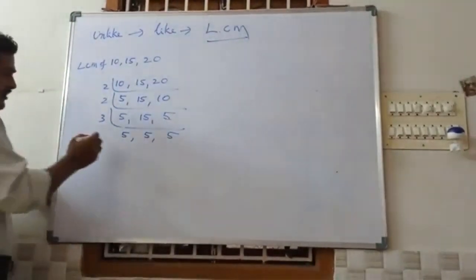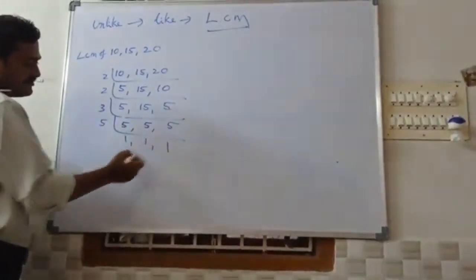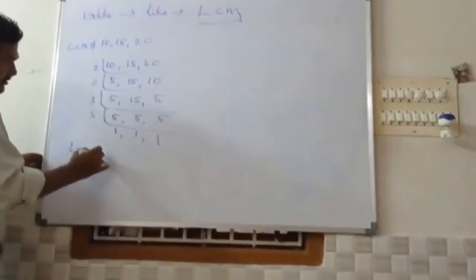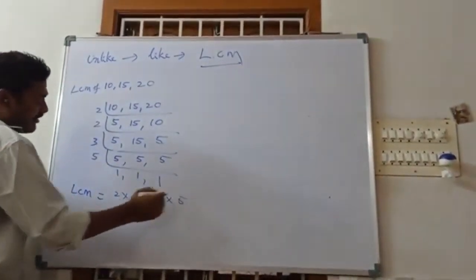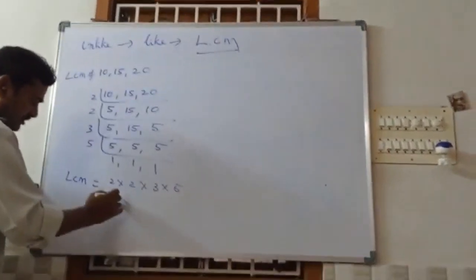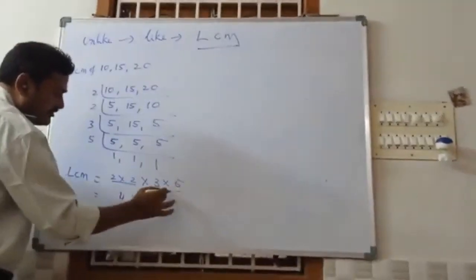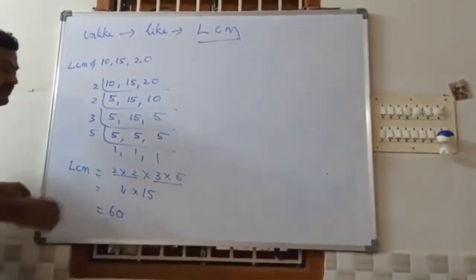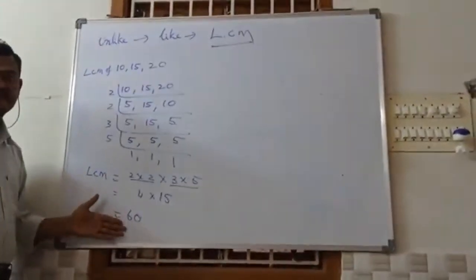Next after that, the 5 table. 5 1s, 5 1s, 5 1s. Now LCM equals 2 into 2 into 3 into 5. 2 2s are 4, 3 5s are 15, this 2 multiplied by 4 means 15 4s are 60. Like this, the LCM of 10, 15, 20 is 60.